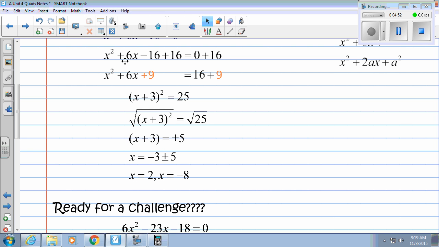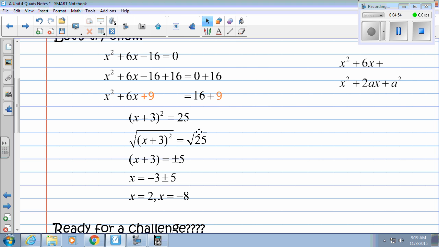You could get this by factoring. You could get this by using the quadratic formula. This is just another way. You could actually even do this one also by graphing. It's really, you know, whatever you feel the most strongly.